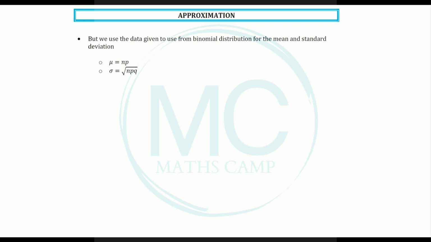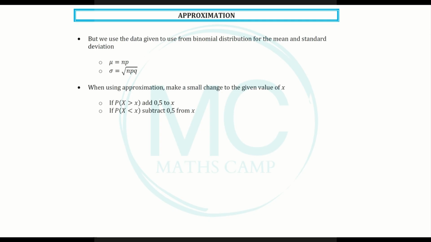When using approximation, we have to make a small change to the given value of x. If we are looking for the probability that x is greater than something, we add 0,5 to x. But if we are looking for the probability that x is smaller, then we subtract 0,5 from x.